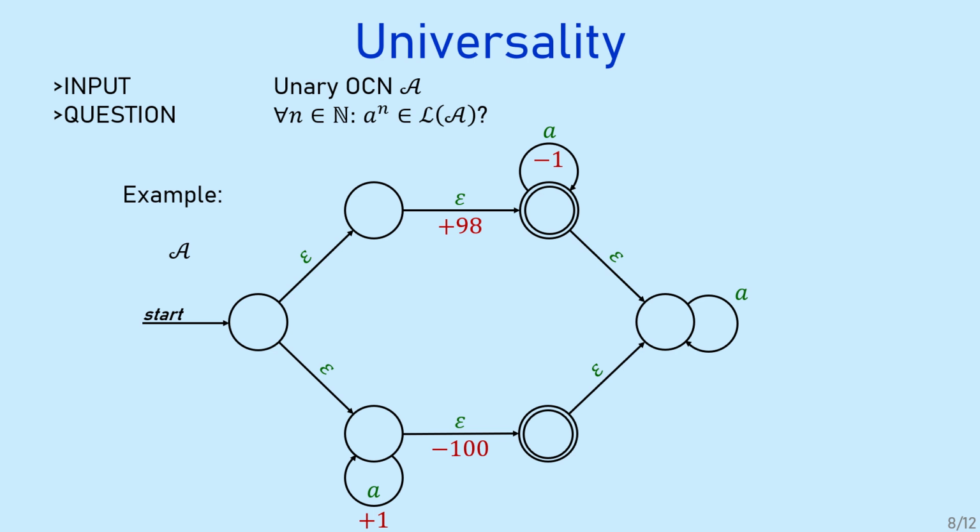Maybe you spotted it quickly. This is a false instance. A to the 99 isn't accepted. It doesn't quite make it on the top branch, you would hit a negative counter value, and on the bottom branch you'd want to read at least 100 A's anyway, so that doesn't work.